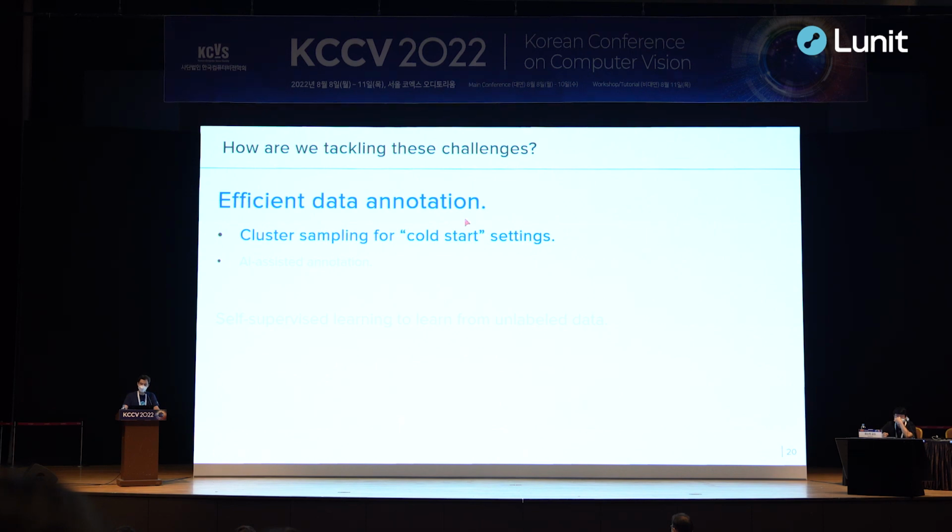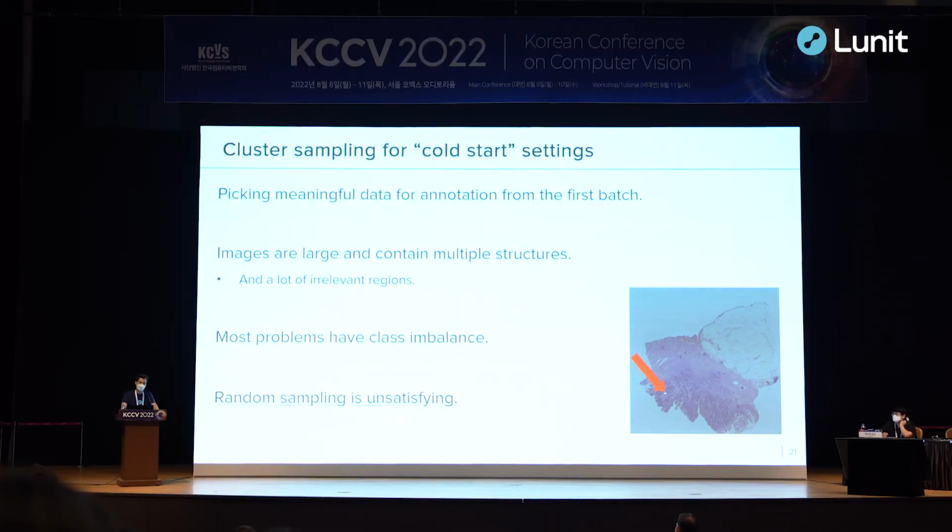So when we start annotating, we have these cold start settings, which means that we don't have any annotated data in the beginning. However, we want to pick meaningful data since the first batch, because if we do this, our models will be as best as possible since the beginning. But as I said, these images are large and contain multiple structures, and some of these regions are really irrelevant, like these ones here. On top of this, many of these problems have class imbalance. There are cells that are way more common than others, or tissues that are way more common than others, although the rare ones are really important for us.